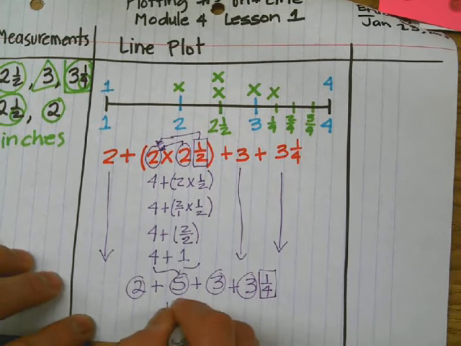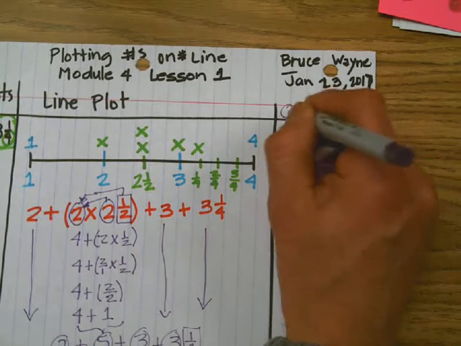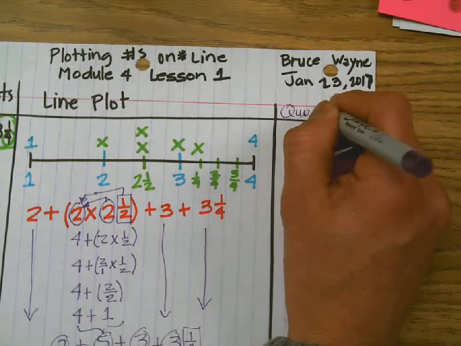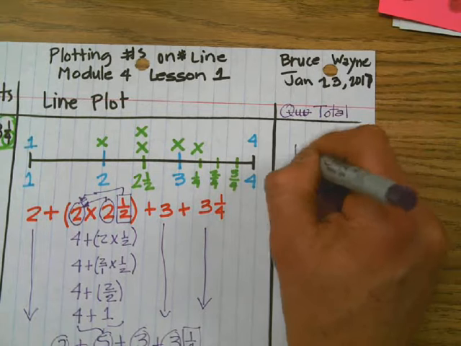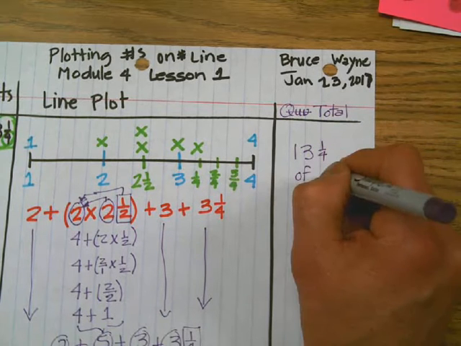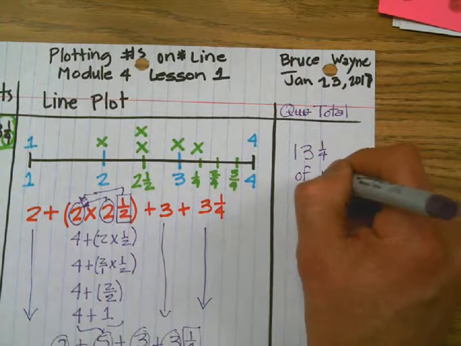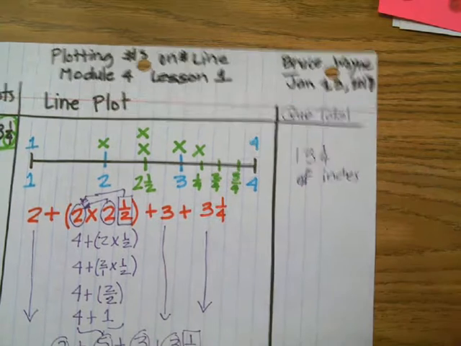13 and 1/4. So my friends, this will be the answer if you were wondering how long this nail will be if you put them all together. So the total, my friends, will be 13 and 1/4 of an inch. 13 inches and 1/4. 13 and 1/4 inches. That's it. That's how you say it.